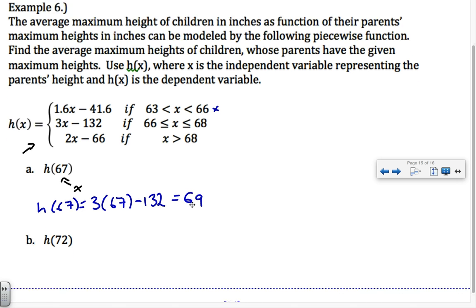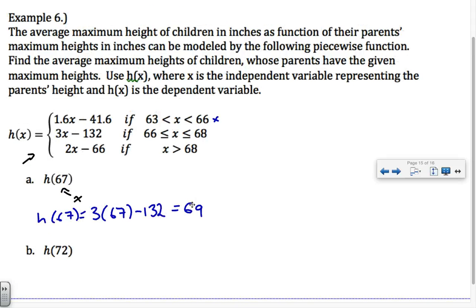And if I wanted to evaluate h of 72, I take the 72 and I go through the inequalities again. 72 is definitely not between 63 and 66, so it's not here. 72 is not between 66 and 68, so it's not here. So 72 is bigger than 68, so I'm going to use the last line to evaluate this function.